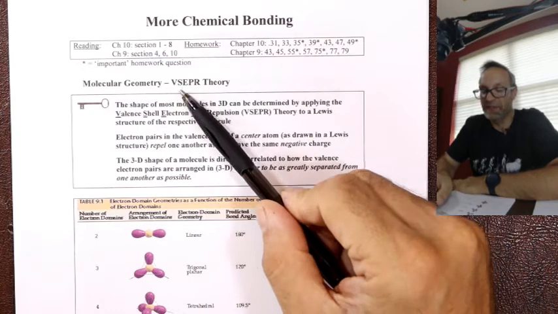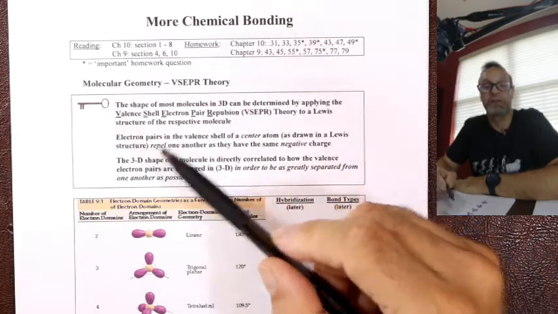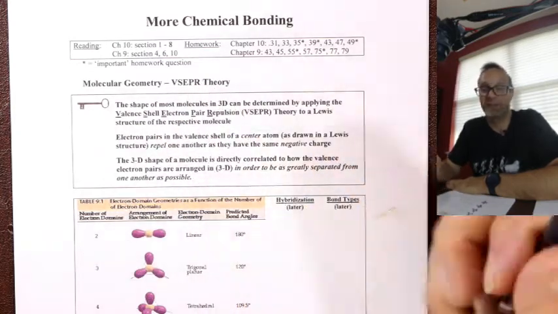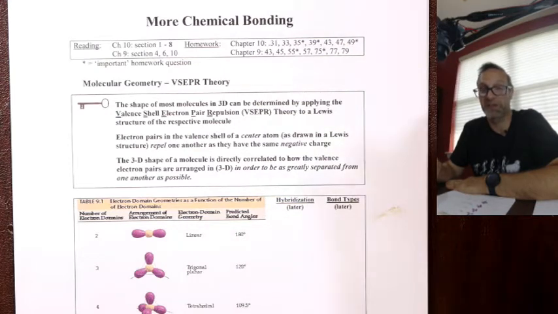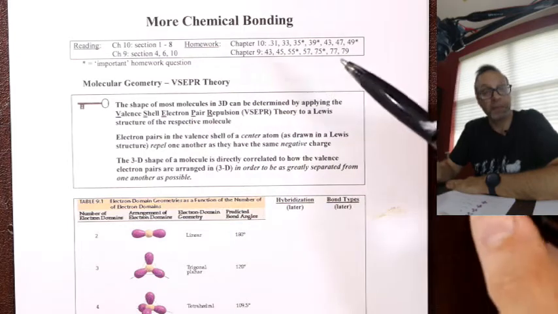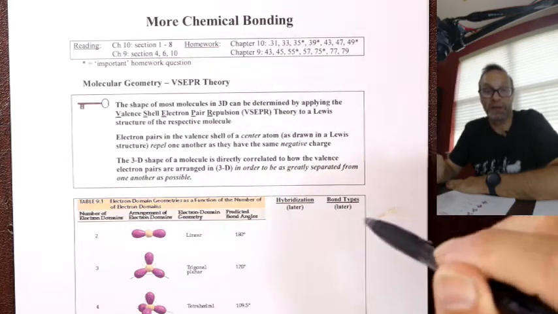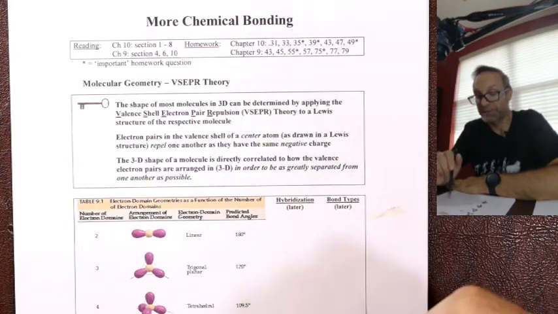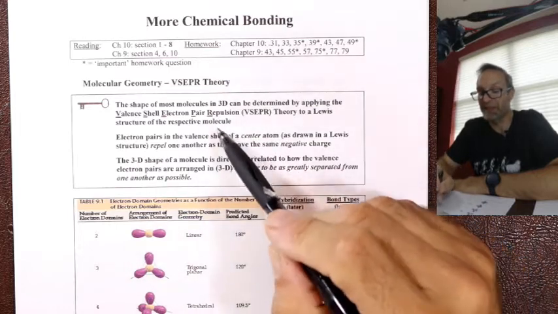So it's called VSEPR theory, which stands for valence shell. Well, that makes sense because all the electrons in the Lewis structure are valence electrons, right? Okay, electron pair. Well, they travel in pairs, right? Either lone pairs or bonded pairs. So sticks or lone pairs, right? And then repulsion theory, so that's kind of the new thing on the back.